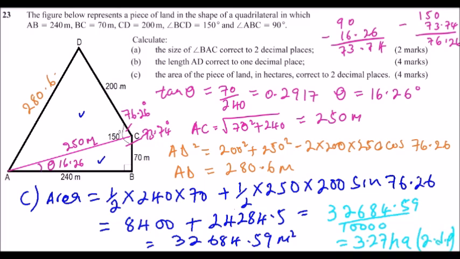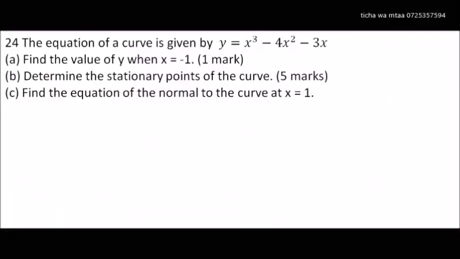So that's how you work out that question, and when you get to that level, then you get yourself 10 marks. 4, we are told the equation of a curve is given by y equals x cubed minus 4x squared minus 3x. A, find the value of y when x is equal to minus 1. So to do that, all you need is to replace x with minus 1.